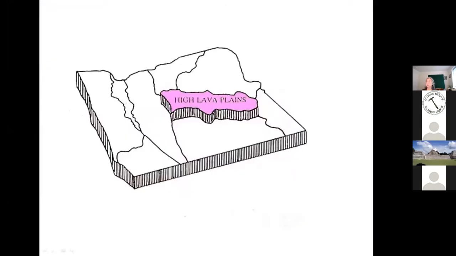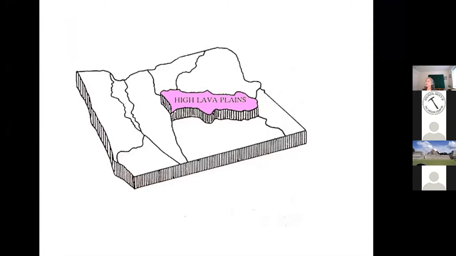The next region is called the High Lava Plains. Sometimes Fort Rock is considered part of the High Lava Plains. Sometimes it's considered Basin and Range because it's right in this area between the two. But let's look at the High Lava Plains, which, as you might guess, has a lot of lava.